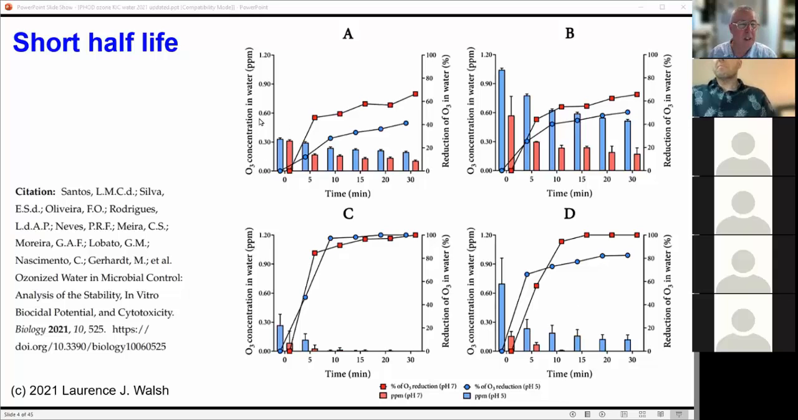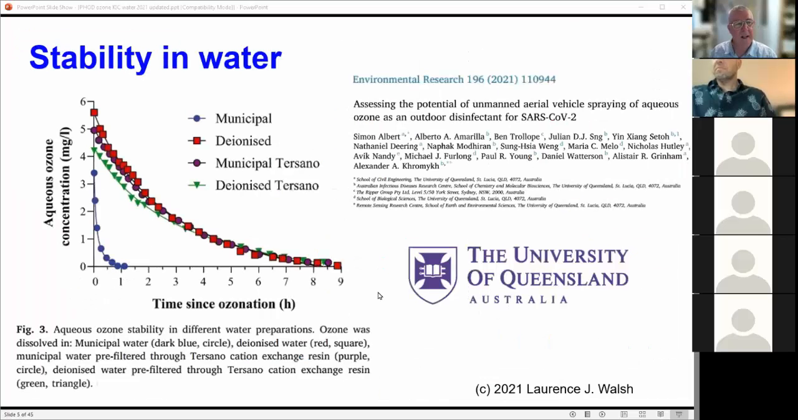If you look at all these graphs that show the concentration in parts per million, you can see how those drop down over time and that the amount of reduction varies according to the pH. You can see that really clearly in all these scenarios here. In fact, if you want ozone in water to be extremely stable, for example, if you want to get several hours out of it, you have to deionize the water. This is some work that's been done at the University of Queensland using different types of deionizing systems. The first curve you can see here is just regular tap water.